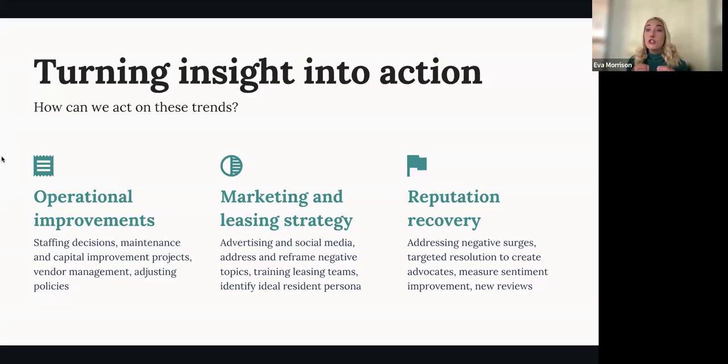Again, taking these insights and using them in our marketing and leasing strategy is super important. A lot of the folks who are really leaning into their competitive advantage and doing well in multifamily are pulling these insights out, using them in their advertising and social media, reframing any negative topics, getting out way ahead before it leads to those review bombs, training our leasing teams on how to talk about the things that we know are really positively perceived at this specific community, and then identifying that ideal resident persona. Who are we really targeting? Who is the right fit for this community, and how can we reach them with our marketing?